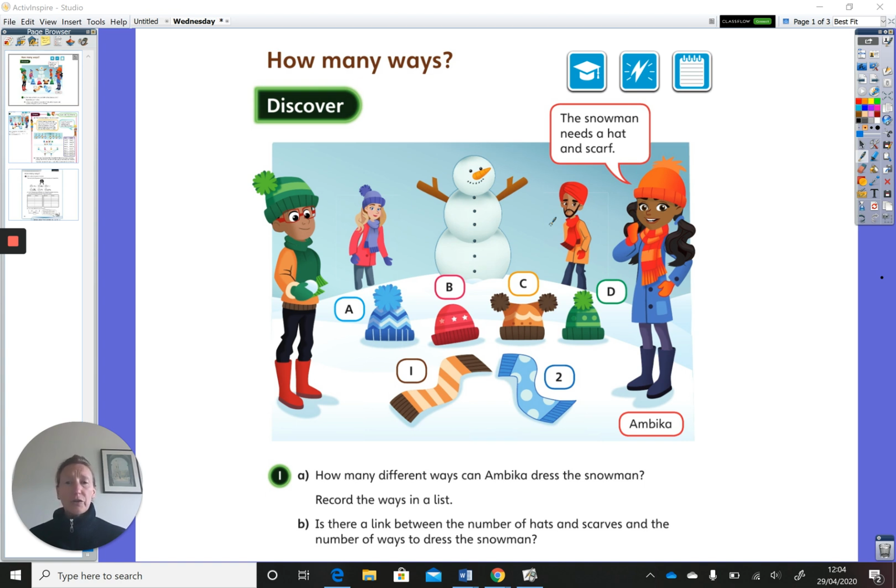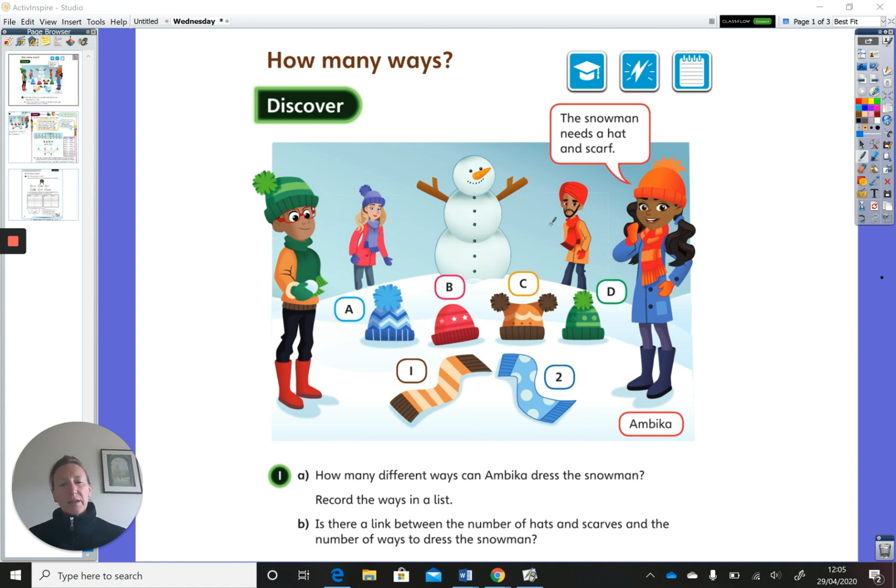And on your screen, you should be able to see a picture of a snowman, which feels a bit weird at the moment because it's gloriously sunny out there. But anyway, the girl is saying the snowman needs a hat and scarf, and they've got 4 different types of hats and 2 different types of scarf. And your question this morning is, how many different ways can Ambika dress the snowman? Record the ways in a list. And then it says, is there a link between the number of hats and scarves and the number of ways to dress the snowman?